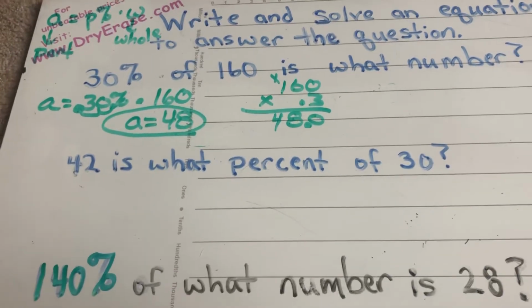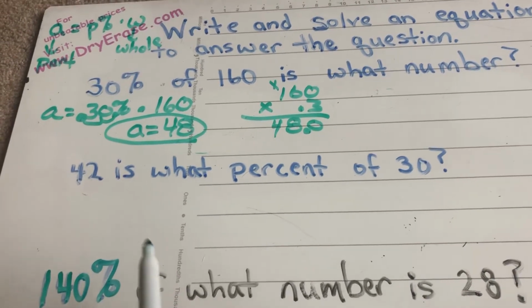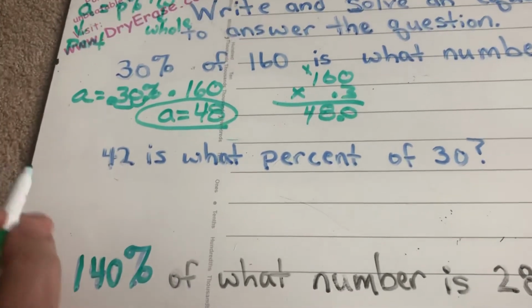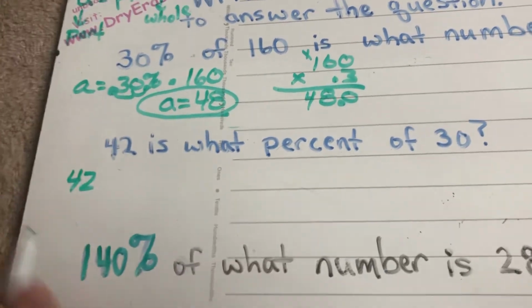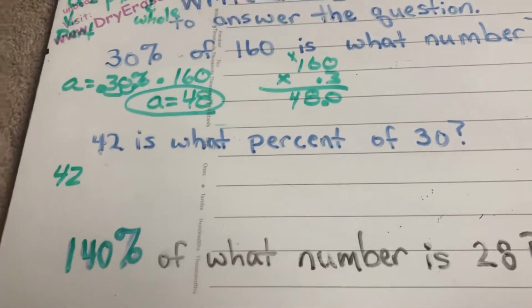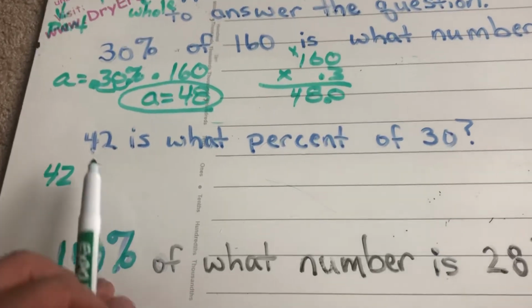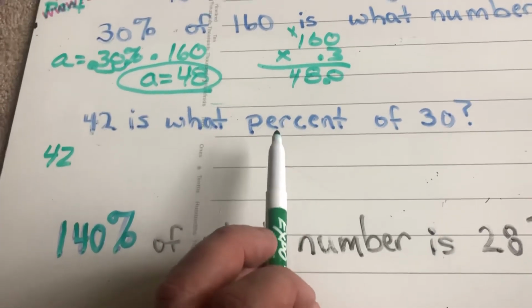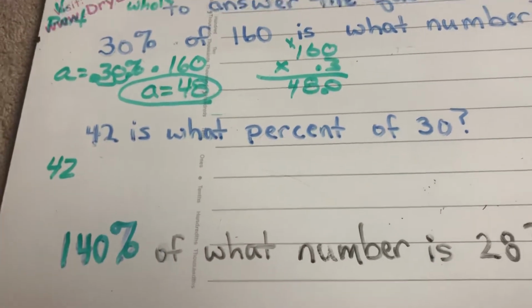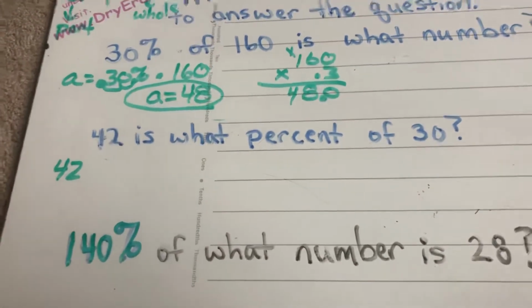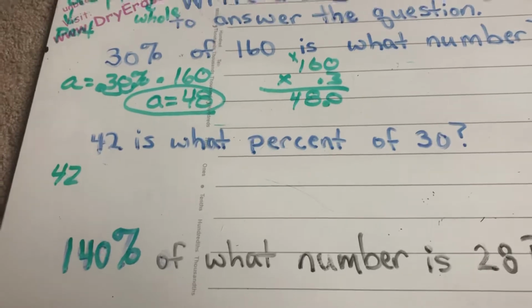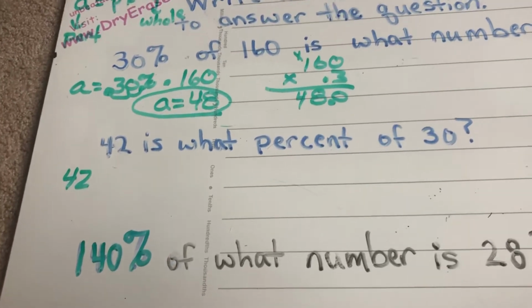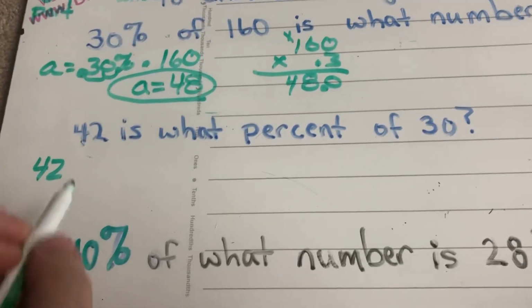42 is what percent of 30? Well, we know what the part is. The part is 42. Now you may say, well, Mr. Sweck, 42 is bigger than 30. But it's asking for what percent 42 is, which means 42 has to be the part. 30 is the whole. Now, it's bigger, so we know it's going to be bigger than 100%. But that's what we're doing here.